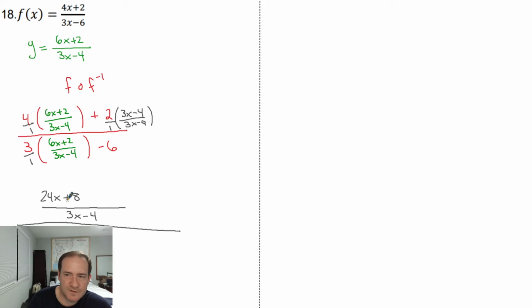And the numerator of the numerator will be the 6x plus 2 times 4, so 24x plus 8, and then the 2 distributes in, so we're adding on an extra 6x and taking away an extra 8. This is our numerator. This is sort of the cleanest way we could get there, I think.